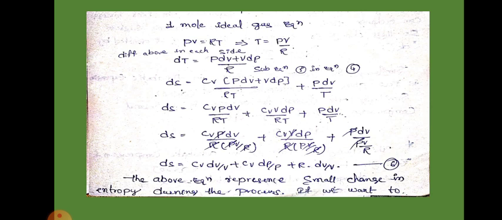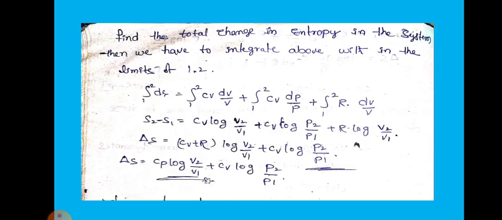So the above equation represents a small change in entropy in this process. So if we want to find the total change in entropy in the system, then we have to integrate the above equation within the limits 1 to 2. So integral 1 to 2 dS is equal to integral 1 to 2 Cv dV by V plus integral 1 to 2 Cv dP by P plus integral 1 to 2 R into dV by V.